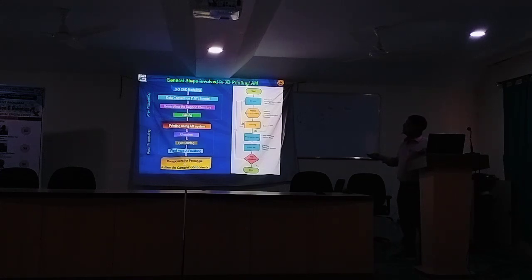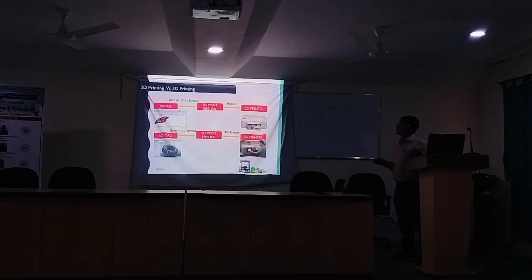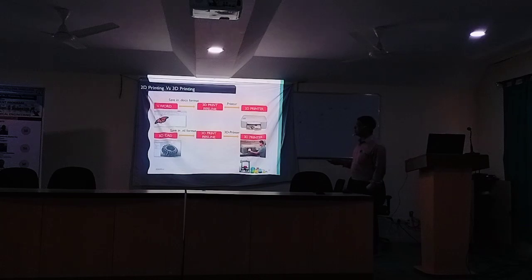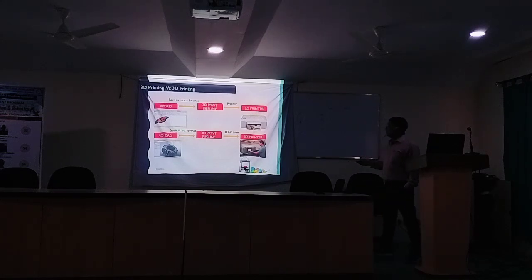So these are the general steps involved in 3D printing or the additive manufacturing process. Now if you compare 2D printing and 3D printing, there is a similarity. Like in 2D printing, first you have to prepare the digital document, then you feed it to the machine. Here I would like to give the example of an inkjet printing system.